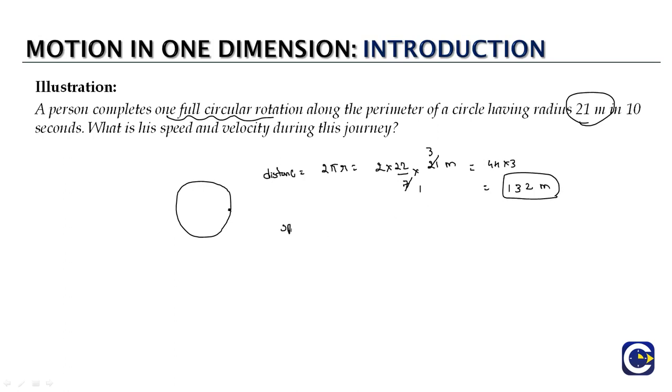So speed is defined as the distance covered divided by the time taken, 10 seconds, which will be equal to 13.2 meter per second. This is the speed.